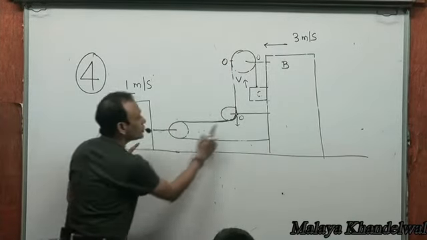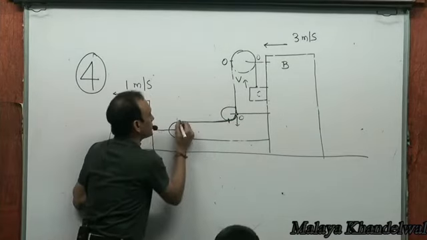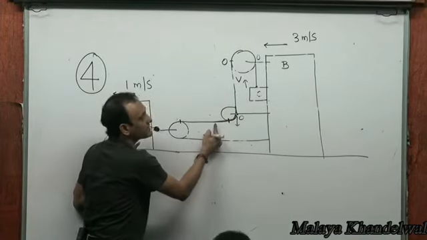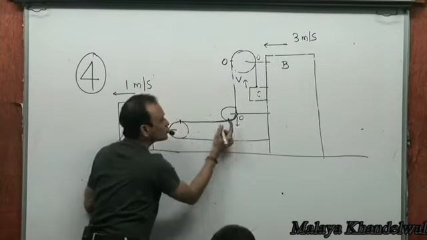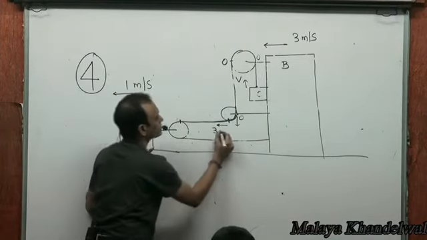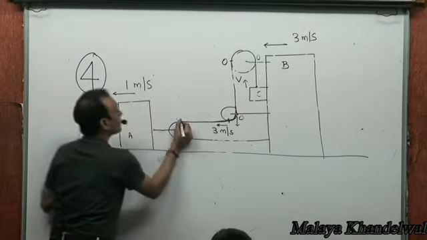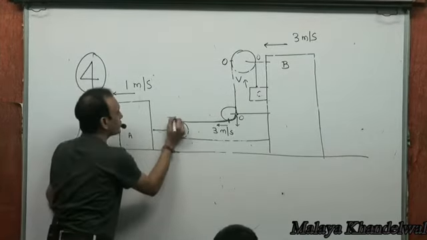All right. Now look at this. This point, now look at this segment. This point has a velocity same as 3 meters per second because this pulley is integral with this block. So this point has a velocity of 3 meters per second to the left. What about this point? 1 to the left? Right, 1 to the left.